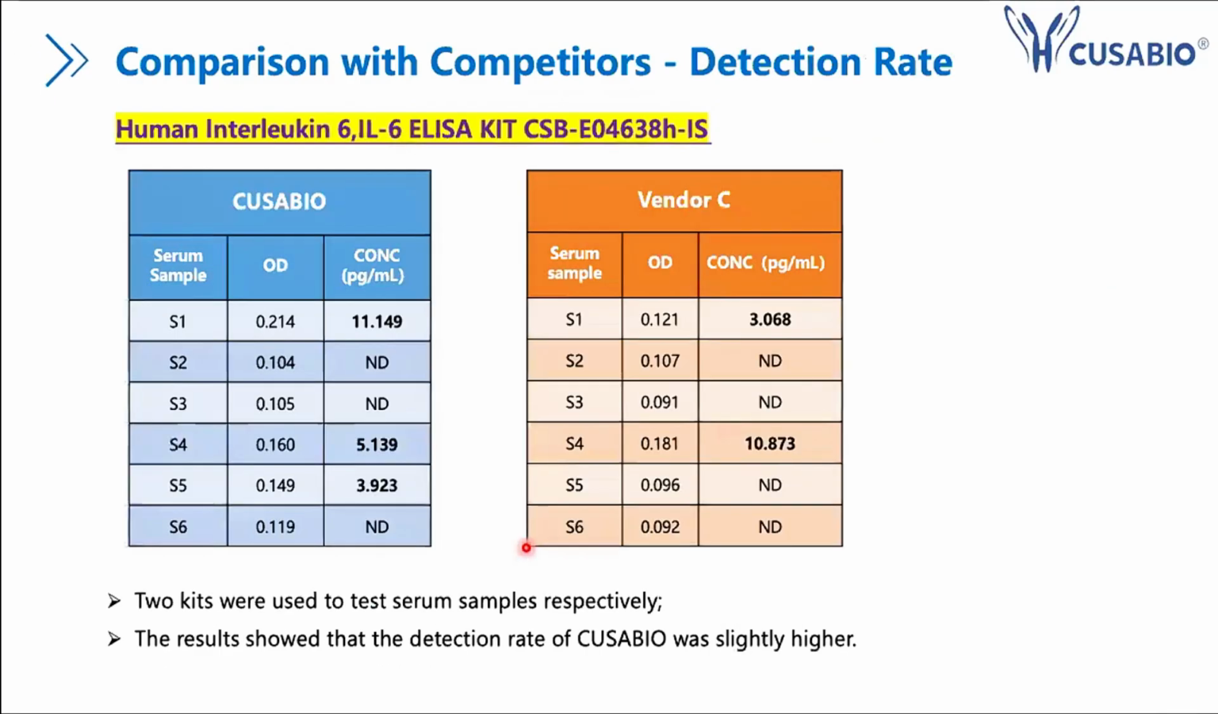And we also did another comparison to detect the samples. These two kits were used to test the serial samples. So the same samples and two different kits. The result showed that with CUSABIO, we are able to detect 3 samples. And for vendor C, with this kit, we are only able to detect 2. So the detection rate of CUSABIO was slightly higher compared to our competitors.